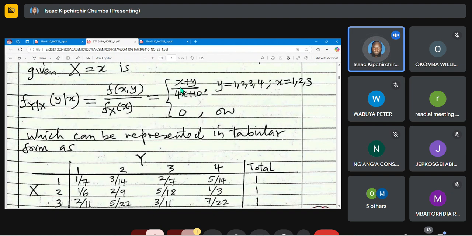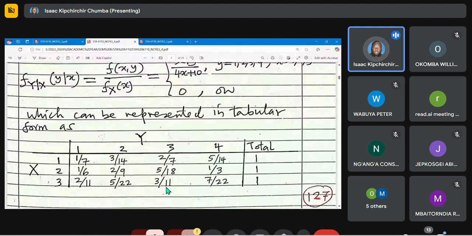So you'll be putting here y equals 1, x equals 1, you get this; y equals 2, x equals 1, you get this; y equals 3, x equals 1, you get this; y equals 4, x equals 1, you get this. And you can see if you sum those probabilities, you get 1. Meaning that conditional probability distribution is actually a probability distribution, basically.